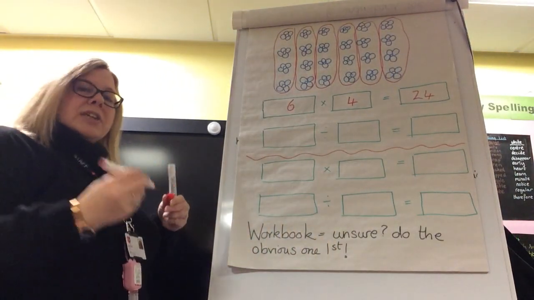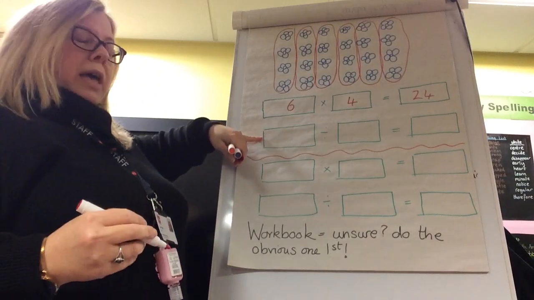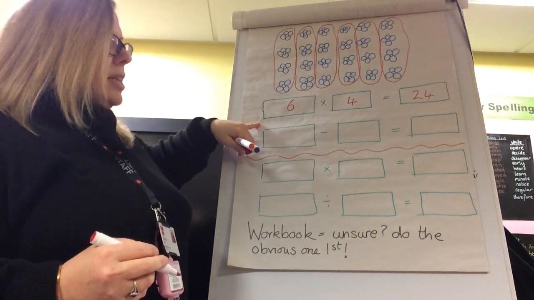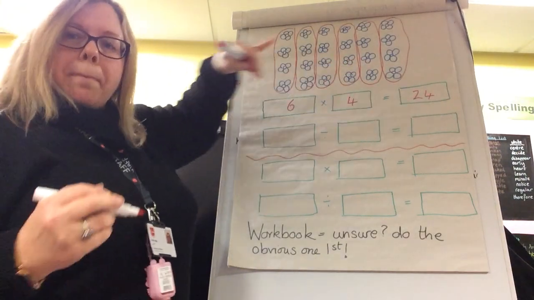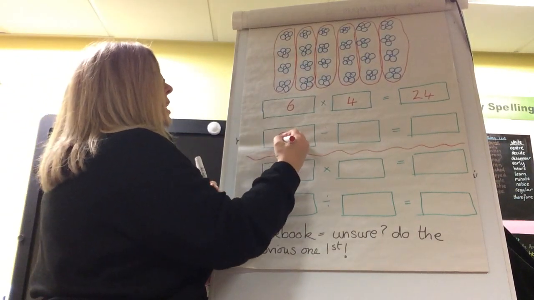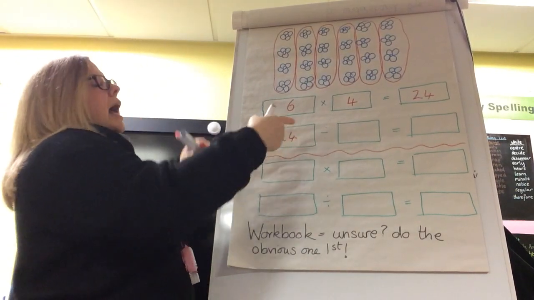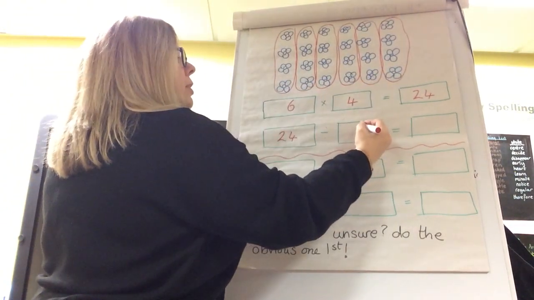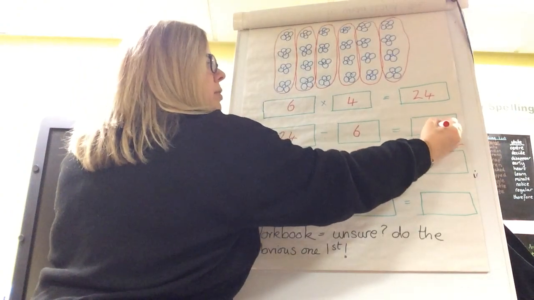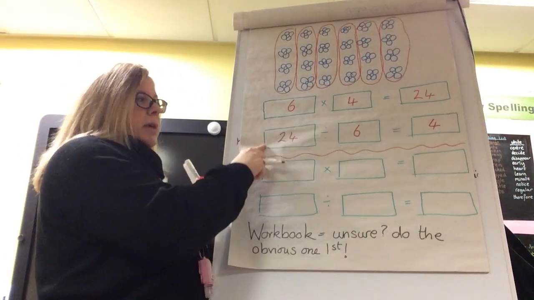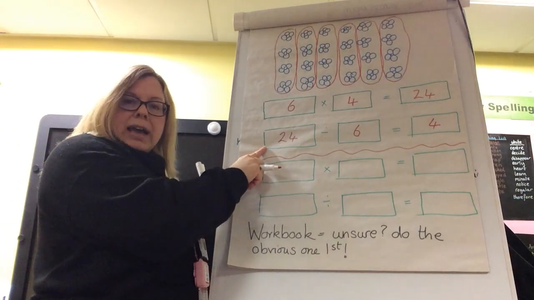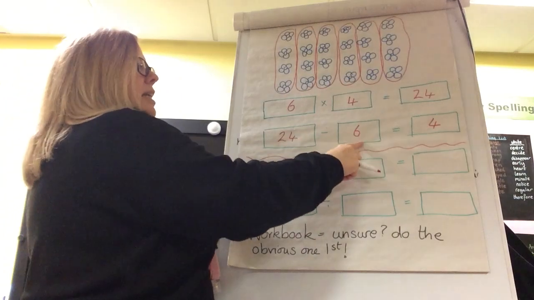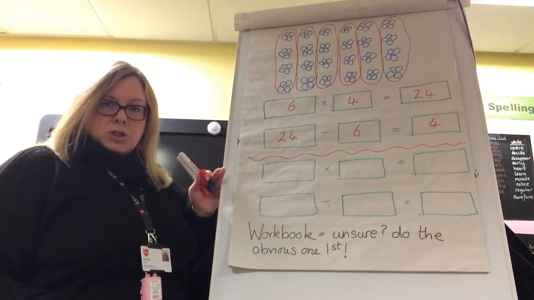Now, if I look at the division fact associated with that, what number do I have to start with? It's just like in subtraction, isn't it, guys? We always start with the biggest number in division. So if I had my 24 daisies and I divided them into 6 groups, I would have 4 in each group. So there is my associated division fact, okay? So 6 lots of 4 is 24, but 24 divided into 6 groups means there's 4 in each group.